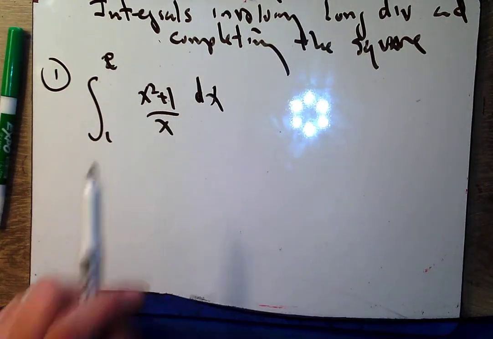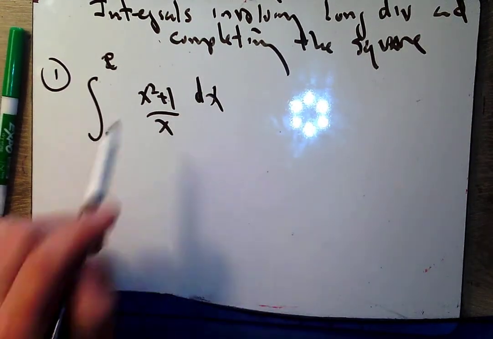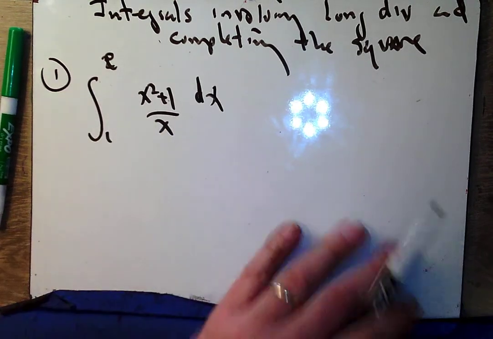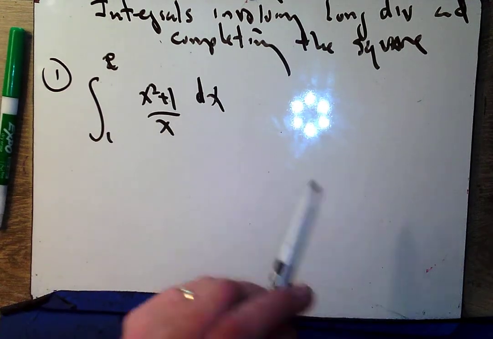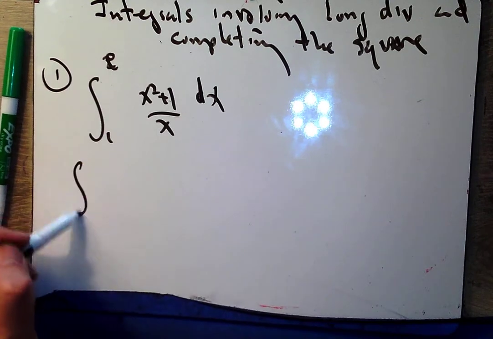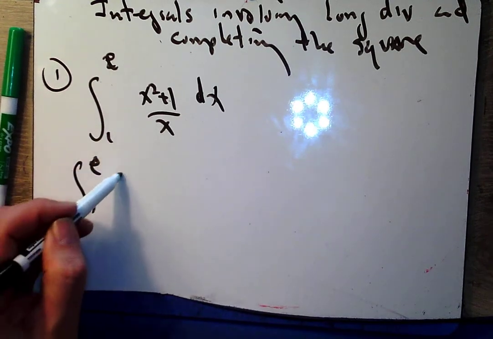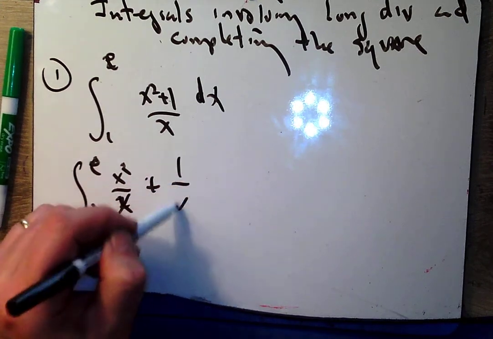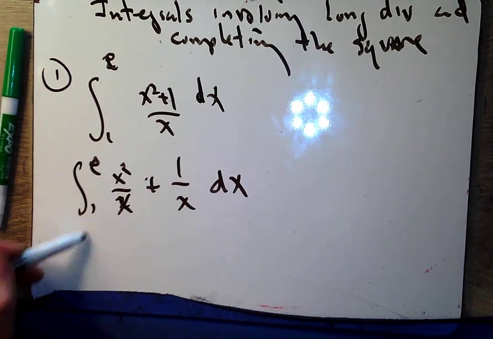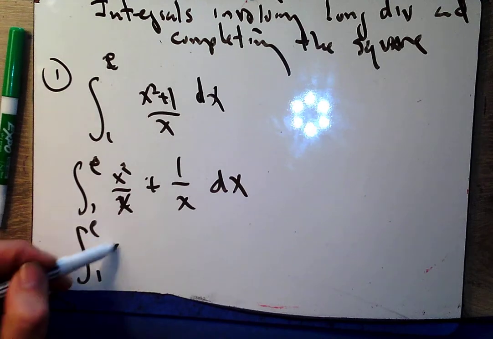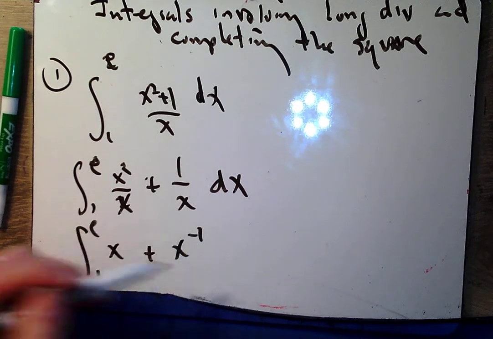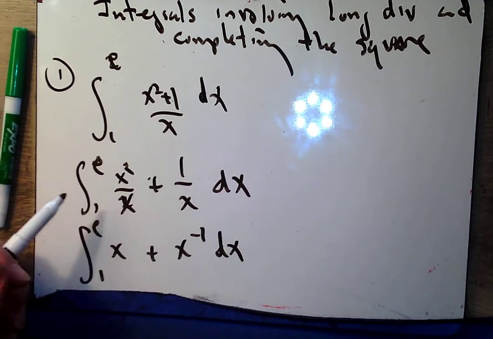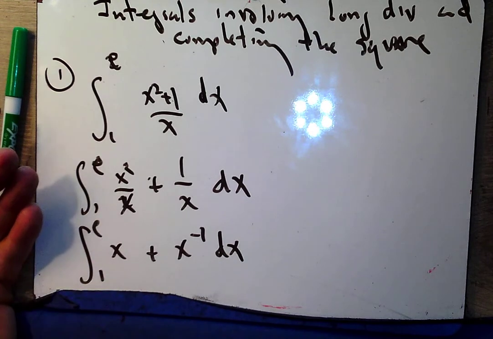Okay, well, this is not a completing the square problem. This is, in fact, a long division problem. Though I'm going to do it with long division, but just let's say x squared over x plus 1 over x dx. And so really I'm just integrating from 1 to e of x plus x to the minus 1. And what's the big deal? I don't need long division here.